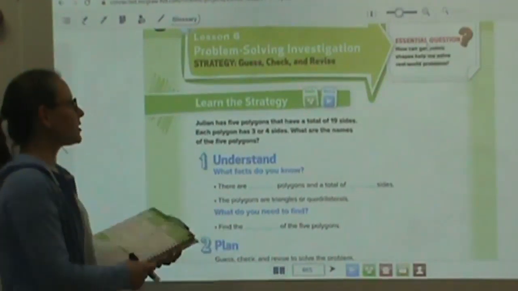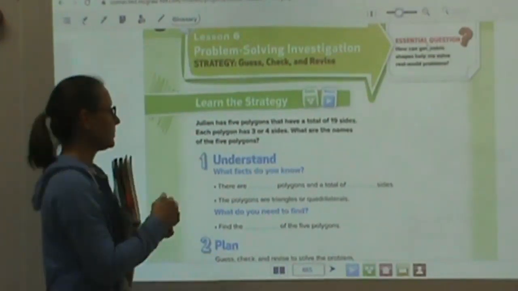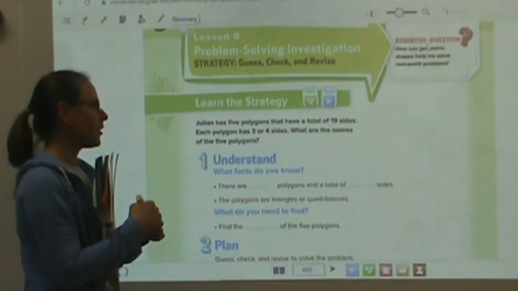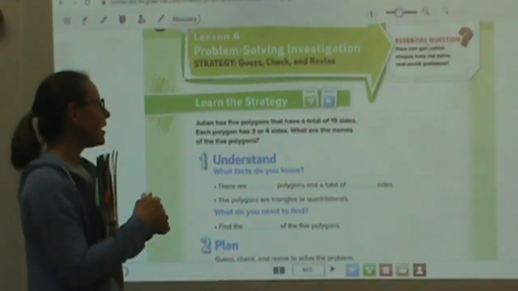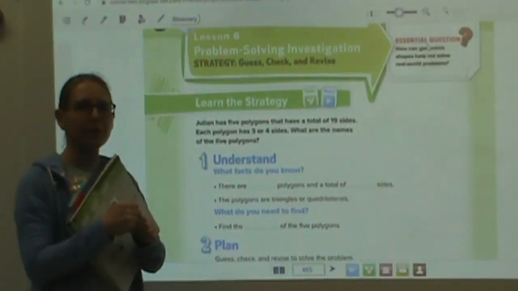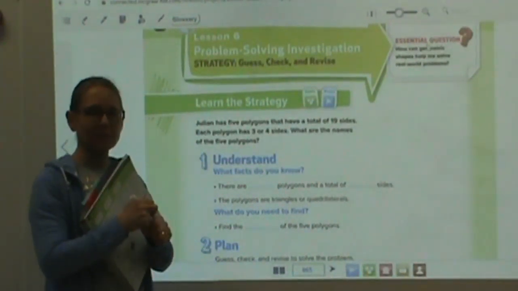Listen as I read the first example and follow along with me. Julian has 5 polygons that have a total of 19 sides. Each polygon has 3 or 4 sides. What are the names of the 5 polygons?